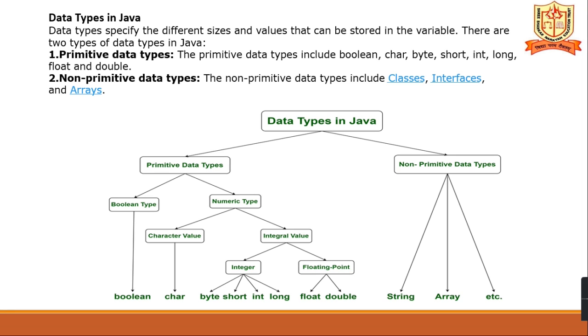So data types in Java. A data type specifies the different sizes and values that can be stored in a variable. There are two different data types in Java: one is primitive data types and another is non-primitive data types. Primitive data types include boolean, char, byte, short, int, long, float and double. Non-primitive data types include classes, interfaces and arrays, etc.